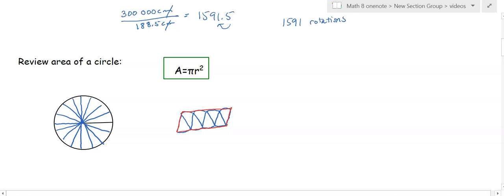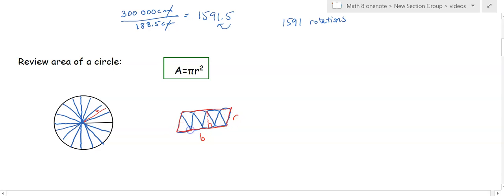Looks like a parallelogram. So how would you find the area of a parallelogram? The area of a parallelogram is base multiplied by height. And remember, our height is the perpendicular distance to our base. Well, in this case, our height is the radius, right? That distance from there to there, the radius of the circle. So we know our height is the radius, so let's replace this with radius.